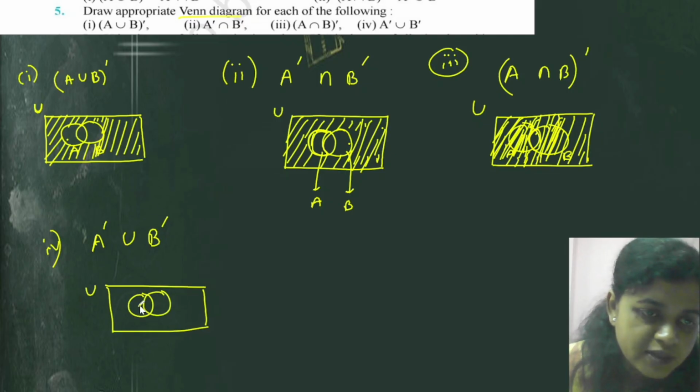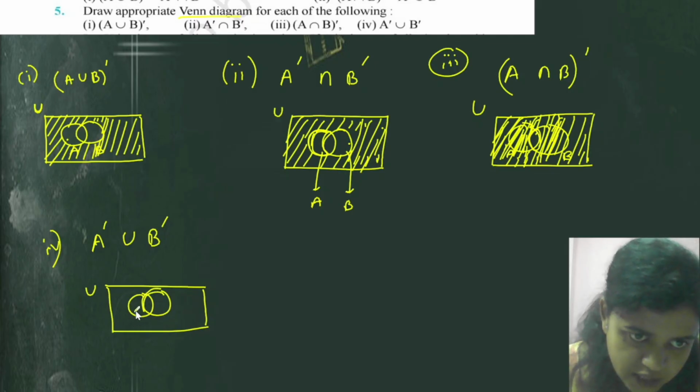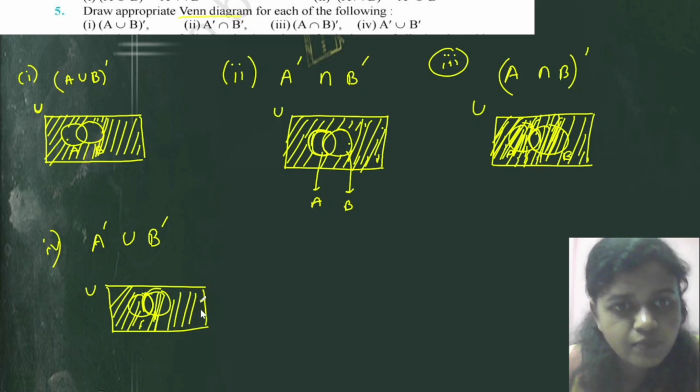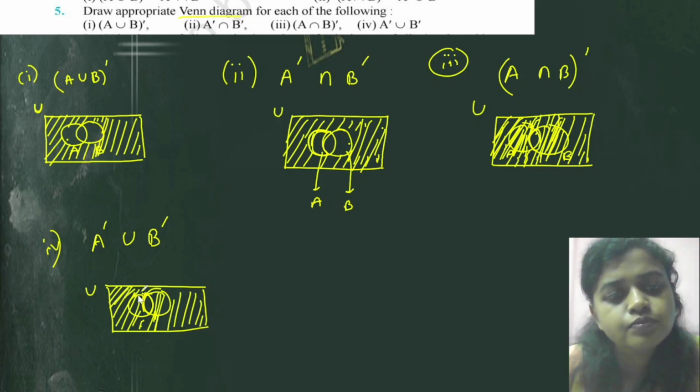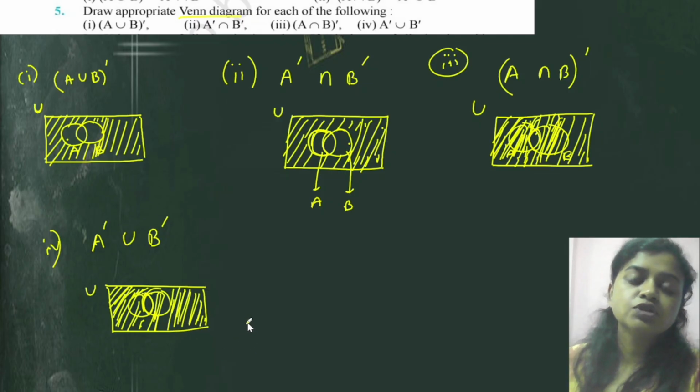So A complement means what? A complement means the whole set should be removed and the entire portion remains. B complement means what? This whole set should be removed and the entire portion remains. Their union means what? Their union means this portion, except this one we have to draw. Okay. So this is the required diagram for each question.